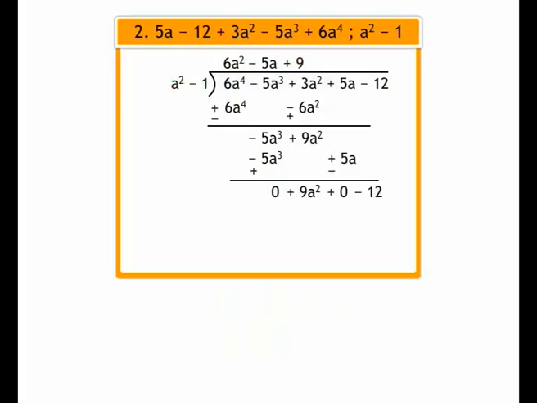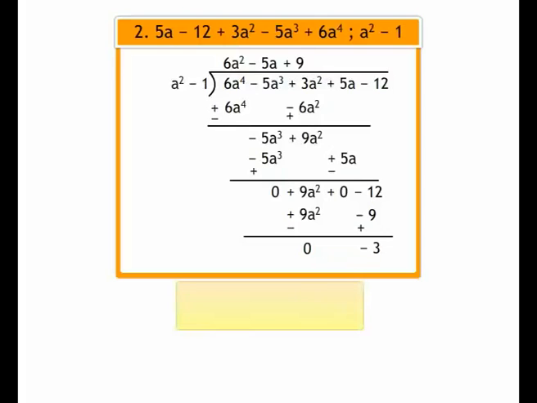As plus 9 multiplied by a square minus 1 is equal to 9a square minus 9, we will now write this product exactly below that part of the dividend whose polynomial bears the same index. Thus we will write 9a square below 9a square and minus 9 below minus 12. Now after changing the signs of both the terms of the product, we get 0 minus 3. As there is no other polynomial to be brought down for division, our division gets over here itself.